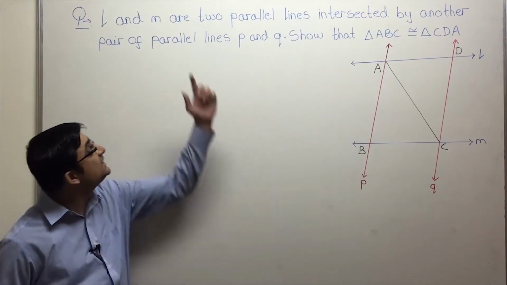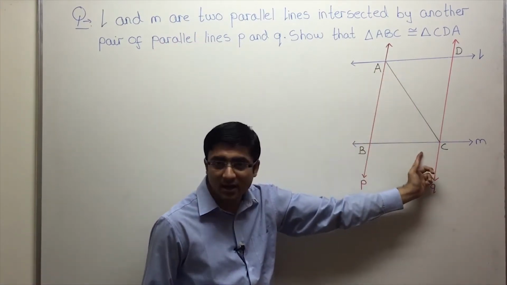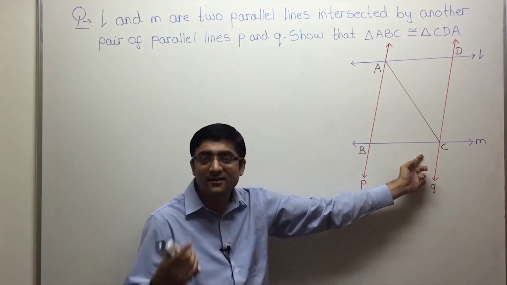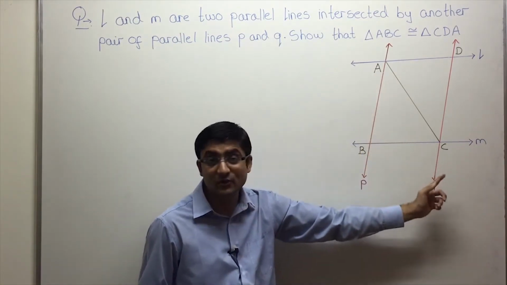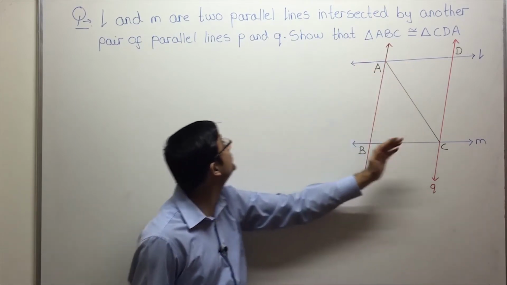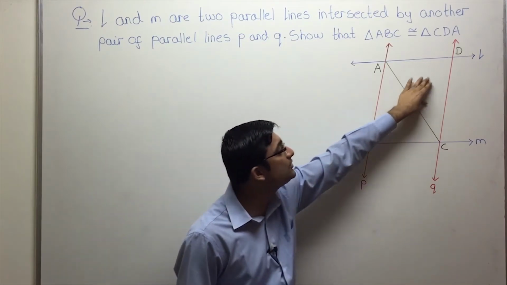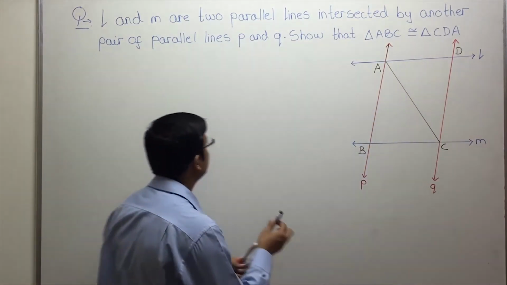So let's read the question. L and M are two parallel lines intersected by another pair of parallel lines P and Q. So we have two pairs of parallel lines, L and M and P and Q. Now we have to show that triangle ABC is congruent to triangle CDA. So let's begin.